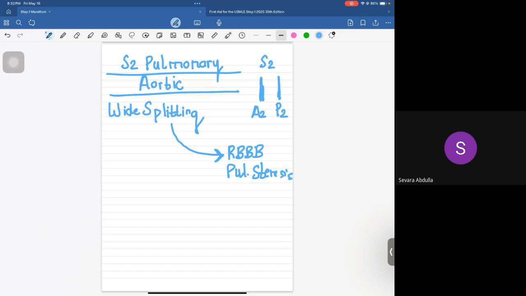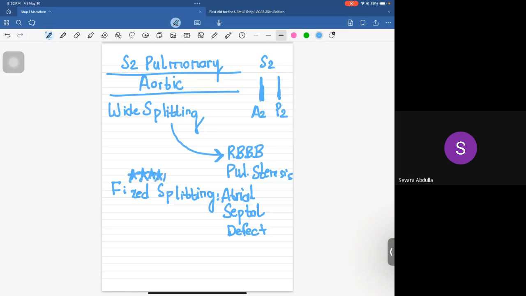Now, there is a third type, which is fixed splitting. You do not need to go into the pathophysiology of this. Just know that it occurs in atrial septal defect. This is very, very important: the condition where fixed splitting occurs. So whenever there is atrial septal defect, fixed splitting will occur. Always keep this in mind.